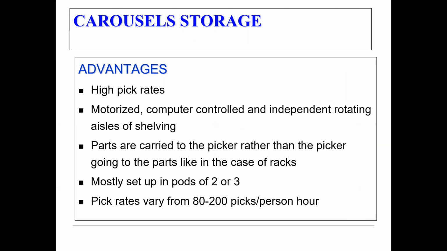Advantages of carousel storage. These are for high peak rates, motorized computer control and independent rotating aisles of shelving. Parts are carried to the picker rather than the picker going to the parts, like in the case of racks. Mostly set up in pods of 2 or 3, and pick rates vary from 80 to 100 picks per person an hour.